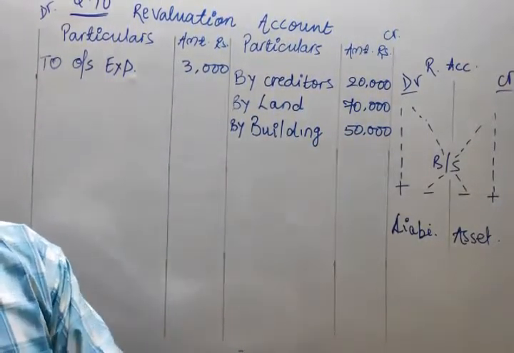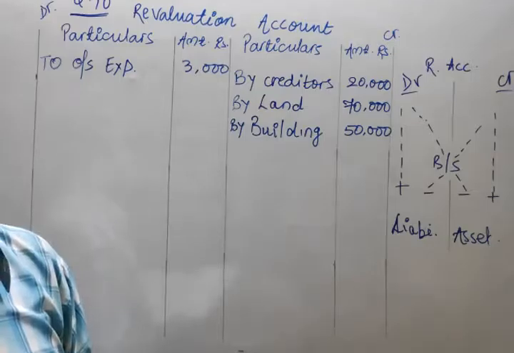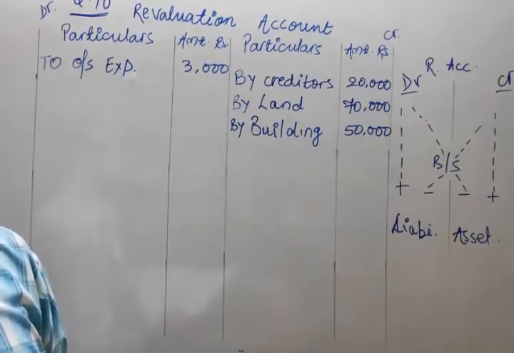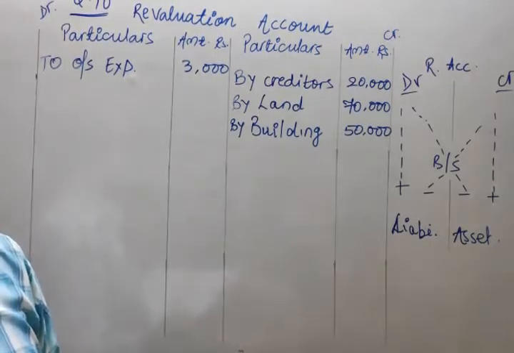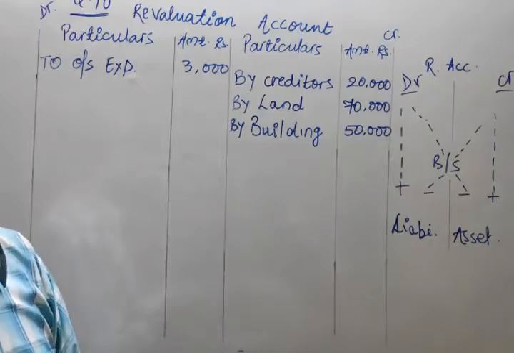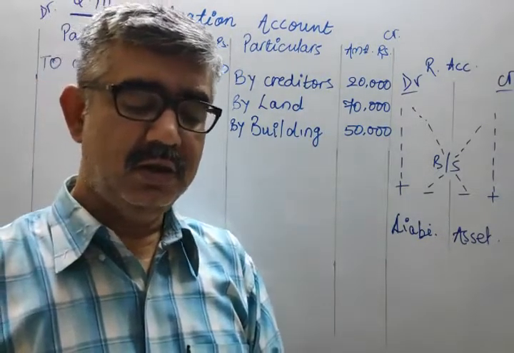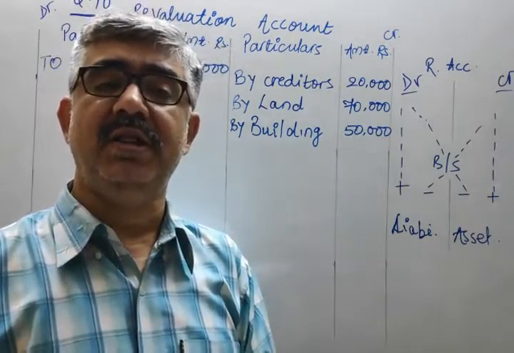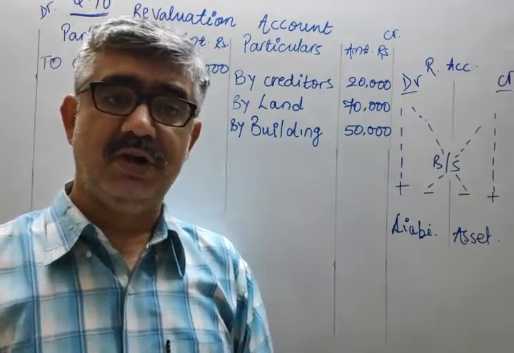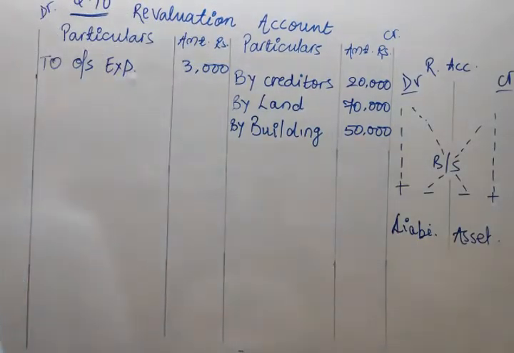Machinery. Here the value is 1,20,000. They said the value of machinery is to be depreciated, decreased up to 80,000. Up to 80,000. Okay? So 1,20,000 minus 80,000, the difference is 40,000. Where should it be recorded? You may say in the revaluation account, and that I also know. But on which side?